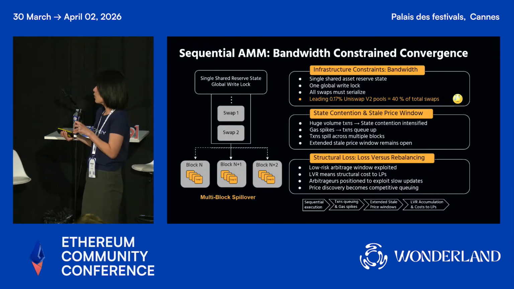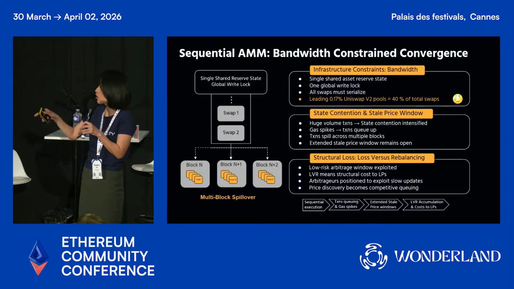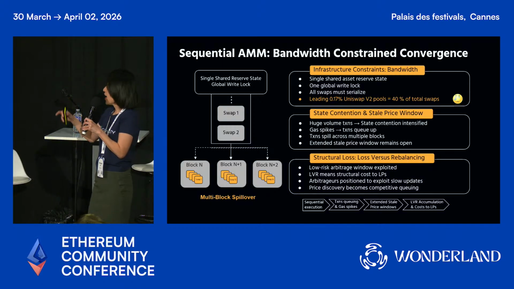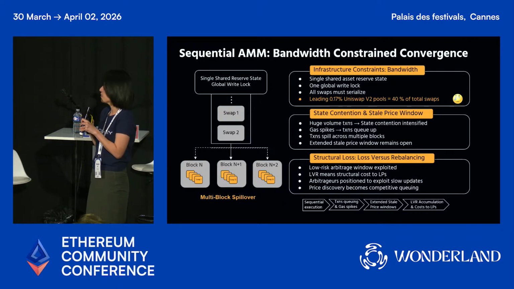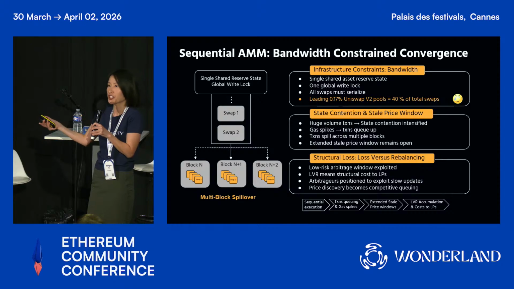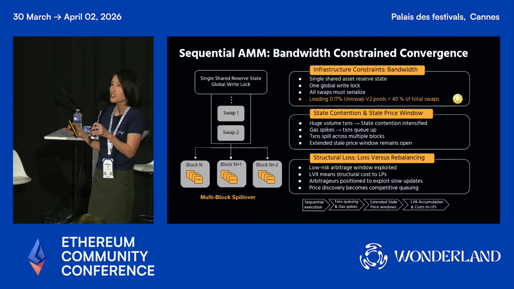And then, what does it cost? This huge volume of transactions intensifies the state contention. The gas fee spikes, transactions queue up, and there could be transactions spilled across multiple blocks. Therefore, there will be an extended stale price time window remaining open for the arbitrageurs. And for the LPs, that's terrible news.